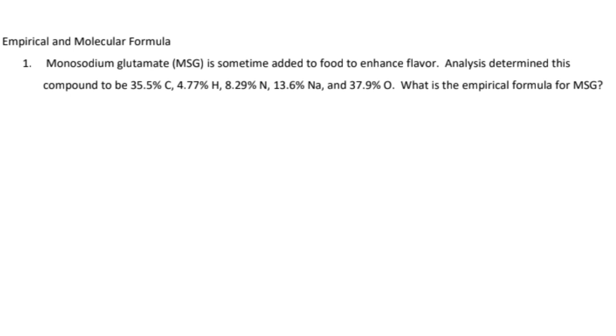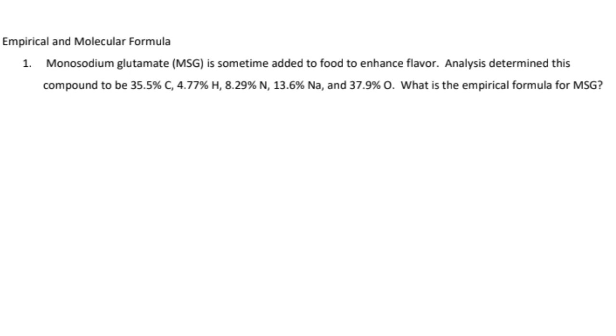All right, I am going to do all of the empirical and molecular formulas because these have a couple more steps, and I want to just go through so that you have these all worked out. So we have this substance, monosodium glutamate, which is MSG. Some people are allergic to it. It's very common in Chinese food. And we have found that a sample contains 35.5% carbon, 4.77% hydrogen, 8.29% nitrogen, 13.6% sodium, and 37.9% oxygen. And we want the empirical formula.